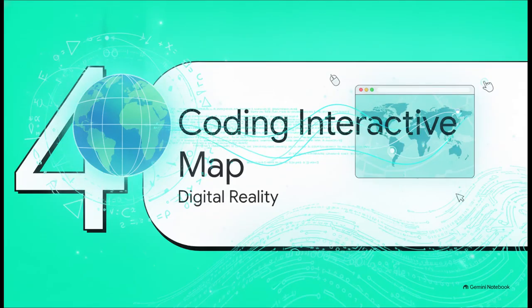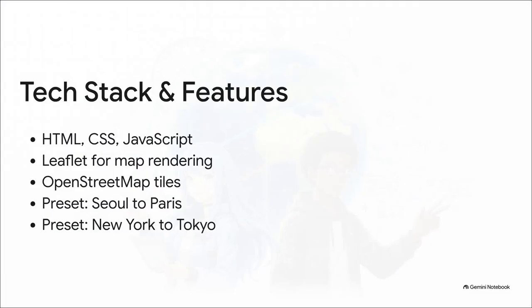And that beautifully sets up Section 4, coding the interactive map. To actually build this visual calculator, the developer used a pretty standard but super powerful tech stack. We're talking HTML, CSS, and JavaScript for the logic and interface. For the map rendering itself, it pulls in a library called Leaflet, overlaid with OpenStreetMap tiles to give us the real-world geography. The code even includes some awesome preset routes like Seoul to Paris or New York to Tokyo, so users can instantly generate these complex mathematical paths.